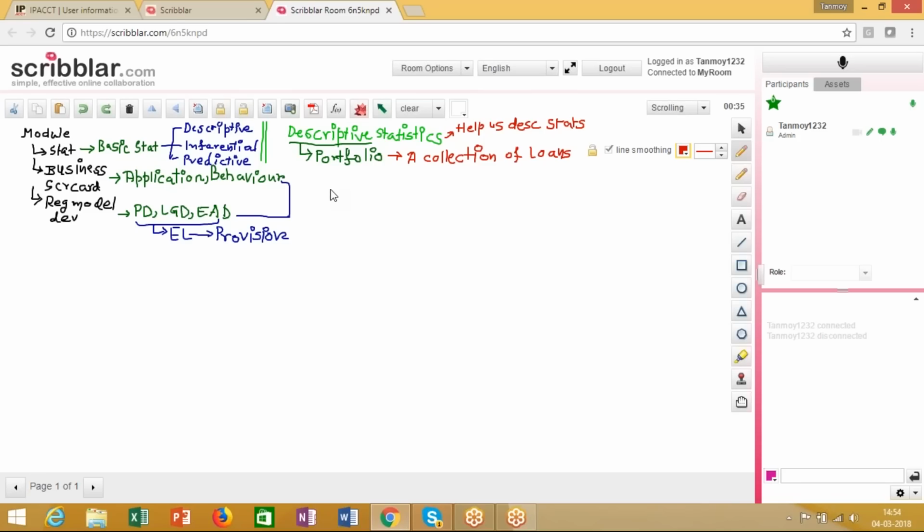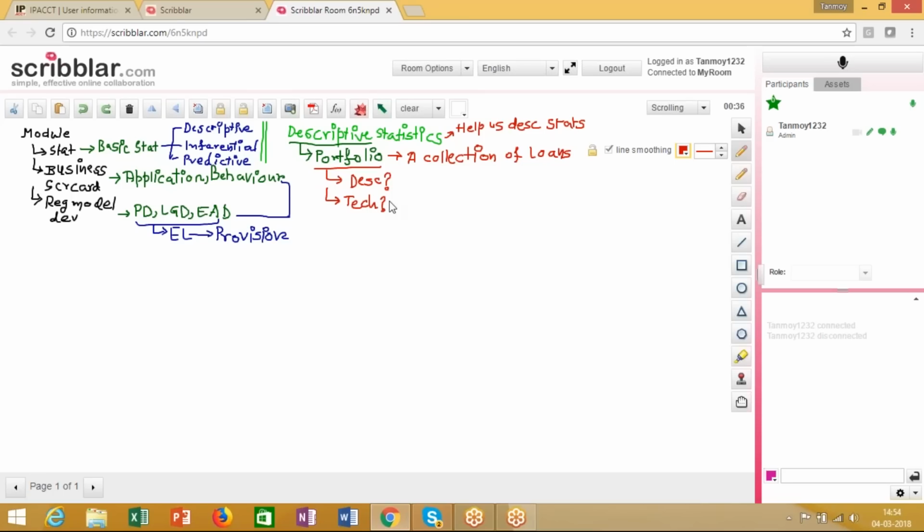there are two questions which come up to us. Number one is how is it that I can actually describe a portfolio of loans or a collection of loans? How do I describe? And the second is, what are the ways or what are the techniques of description? What are the techniques of describing the portfolio?